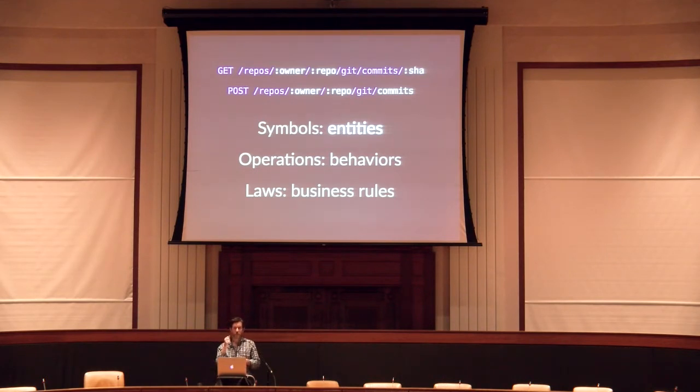There's an owner involved. There's the repository that I'm talking about. There's the commit. Commits have SHAs, which are the hash that a commit is identified by. These are our entities. The behaviors that we're exposing on these entities are that we can get commits and post commits. Business rules, I'm not quite sure yet. What are the boundaries? What are the limits? What can you do and not do?